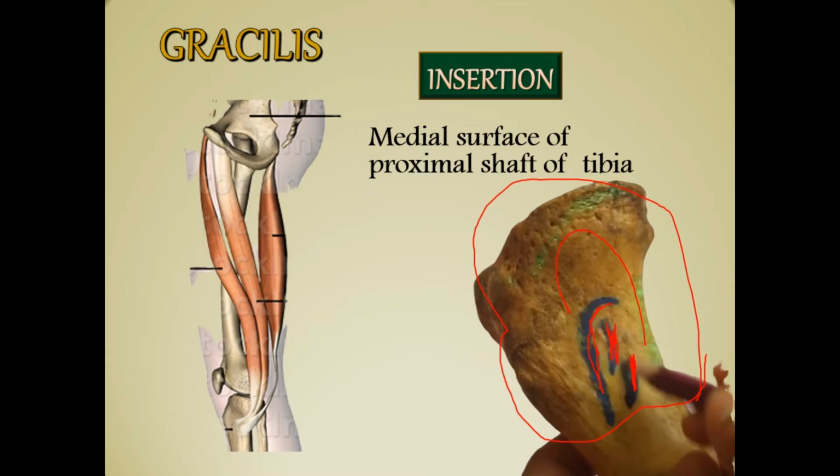Now you can see the picture above. This is the sartorius muscle and this is the semitendinosus muscle. In the center, this central muscle is the gracilis muscle. Now just focus at the lower end. This is the tibia, this is the sartorius, and this is the semitendinosus. In between these two is the central muscle, the gracilis muscle. So the insertion point of the gracilis muscle is sandwiched between the sartorius and semitendinosus muscles.